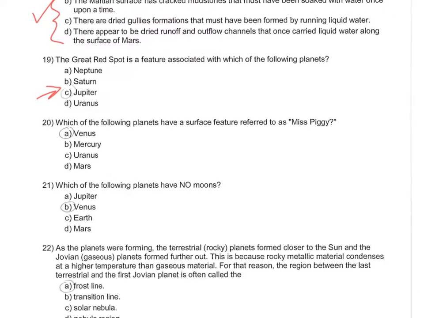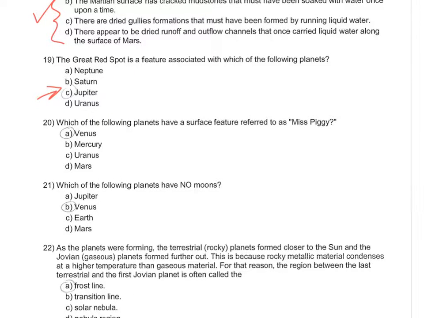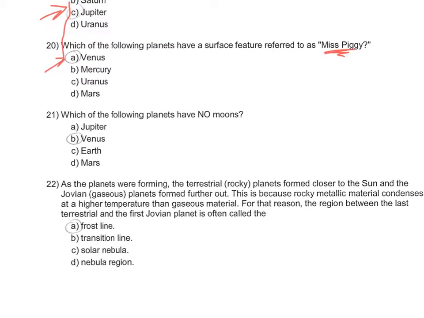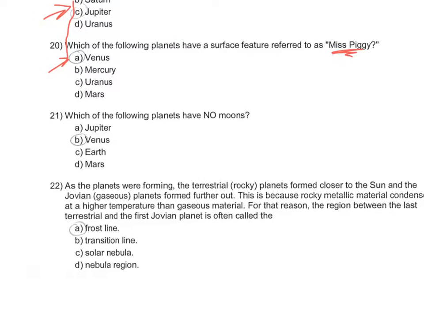Question 20, which of these have a surface feature referred to as Miss Piggy, and that would be the planet Venus. Remember, those are kind of like the squished volcanoes. Venus looks, we might go back to Venus one of these days. Which of these have no moons? And actually Jupiter has moons, Earth has one moon, Mars has two moons, so Venus has no moons.